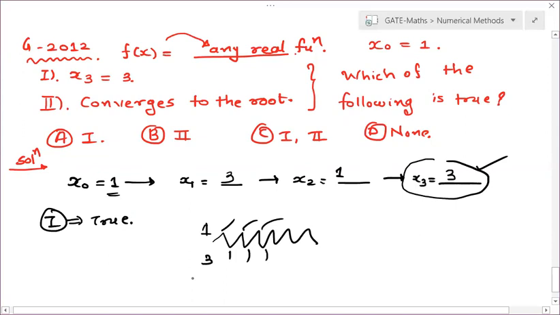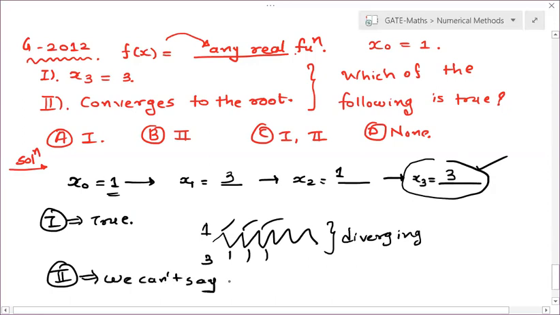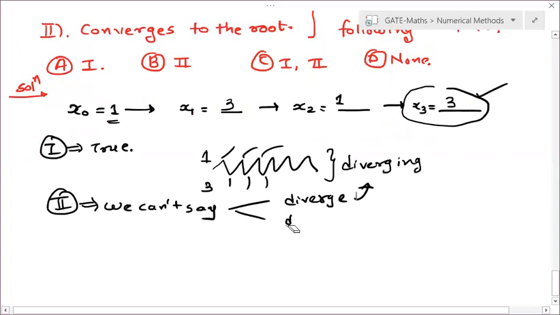Are you getting my point? So here your function is changing its value again and again. So is it converging or diverging? So it is diverging. So for statement 2, we cannot say anything, right? Because it can converge, it can diverge. Let me write a diverge example over here because diverge I have already written. It can diverge or it can converge, right?